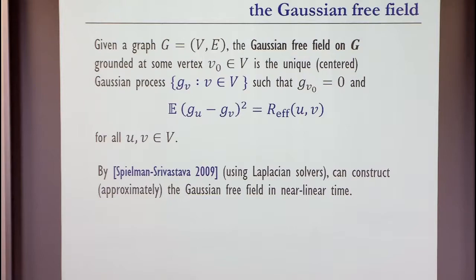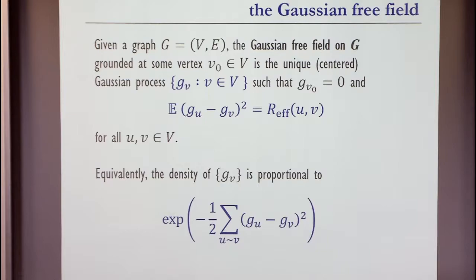Okay, good. There's another way to say this in terms of the Gibbs measure: the density of this process is such that the probability of seeing some configuration is inverse exponential in the energy of the configuration. So the configuration is trying to make the random variables be close along edges. It's also just saying that its covariance matrix is the inverse Laplacian. Yes, that's the same thing. The covariance matrix is the inverse Laplacian.